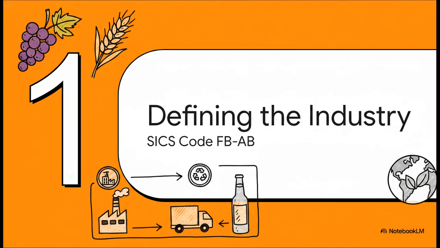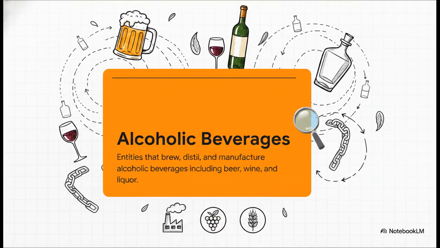Okay, Section 1, defining the FB-AB industry. Let's nail down exactly what sector we're analyzing here. Under the Sustainable Industry Classification System, we are looking at the specific code FB-AB. That stands for alcoholic beverages. And this classification applies to the massive, sprawling global entities that manufacture our beer, wine, and liquor. We're talking about companies with huge portfolios of brands you'd absolutely recognize at the grocery store.